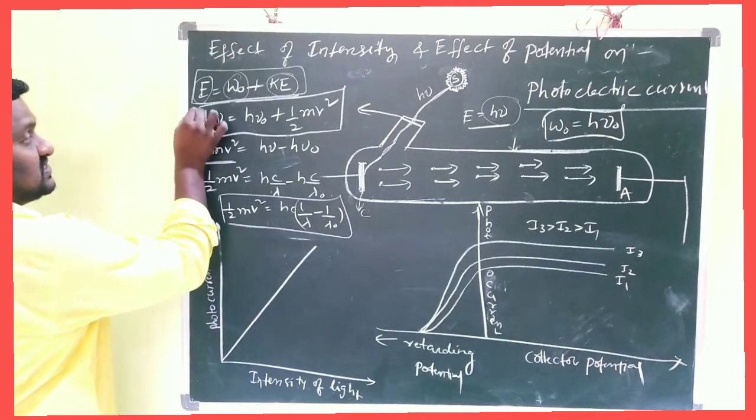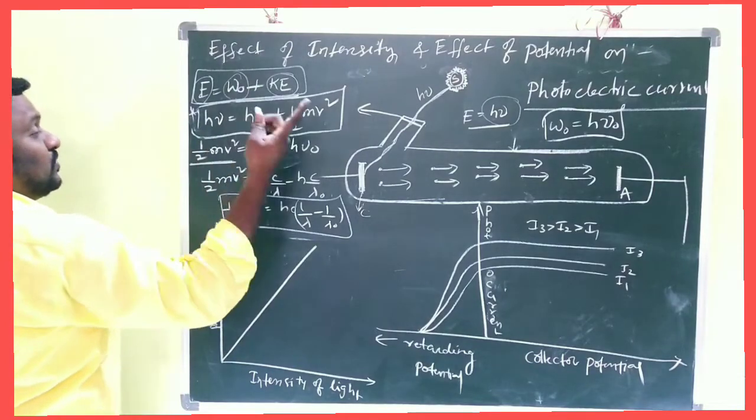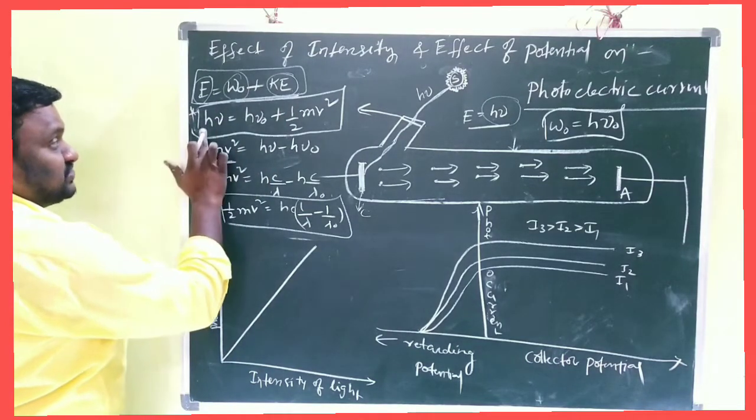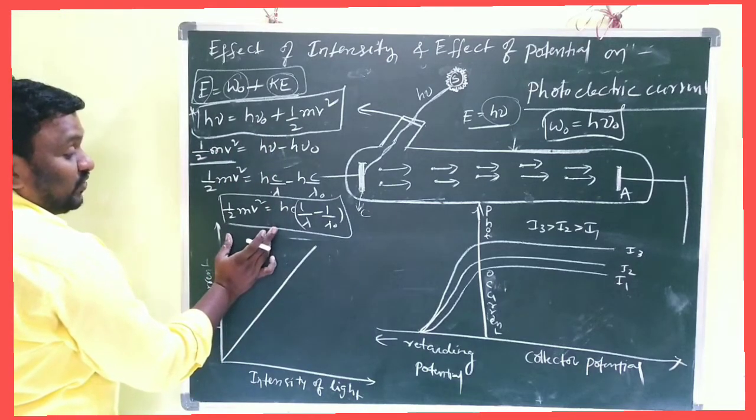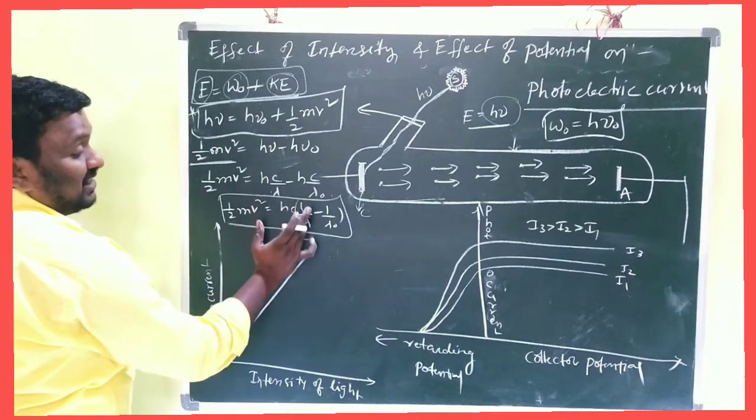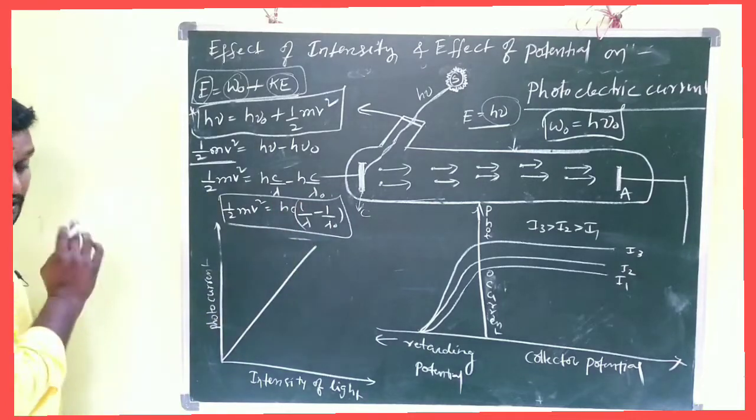So this is the information about Einstein's photoelectric equation. h nu is equal to h nu naught plus half m v square. From that, what we get is half m v square is equal to h c of 1 by lambda minus 1 by lambda naught.